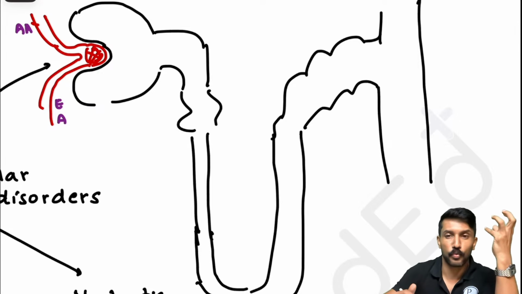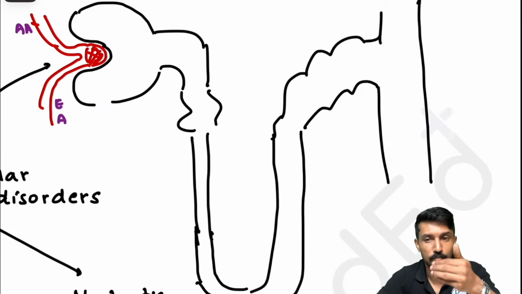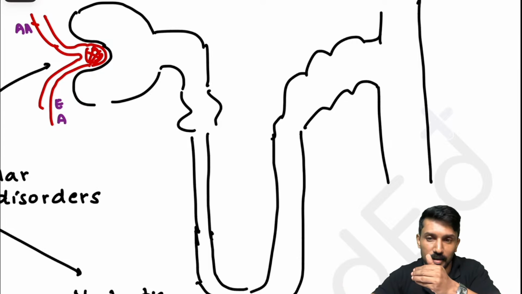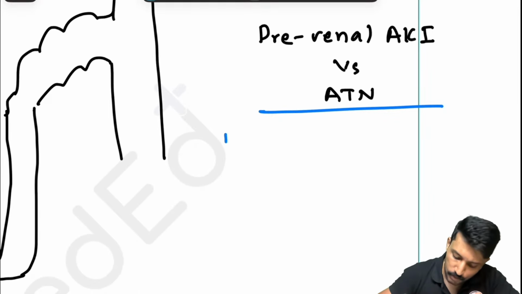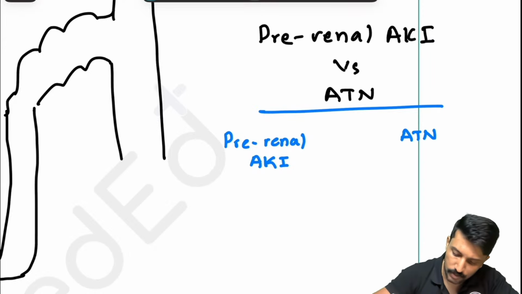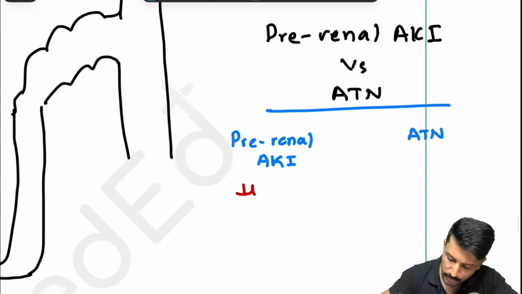Because I have hypovolemia. That's the most common cause for prerenal AKI. So I should absorb more sodium and water. So the urine that is going out will be highly concentrated, right? So what will be the urine specific gravity? So in case of pre-renal AKI, urine specific gravity will be high.